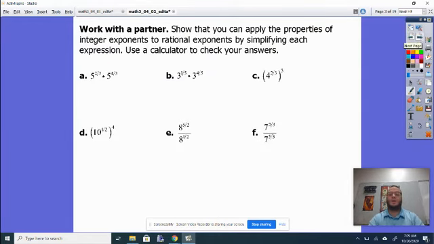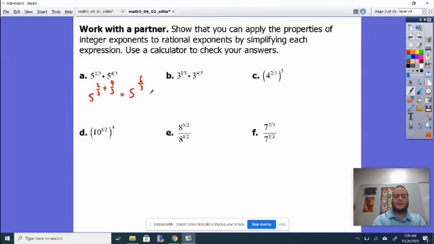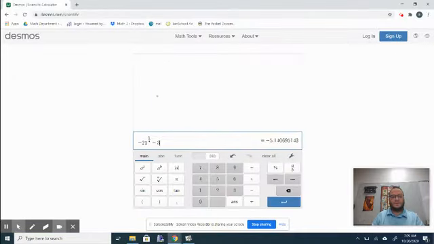Okay, so bringing all that together with what we did last time, those rational exponents. I have multiplication happening on this first one, so I can add the powers. So I'm going to get 5 to the 6 over 3, or 5 to the second, which is just 25. We can always use a calculator to check these. If I go over to Desmos, 5 to the second is 25.